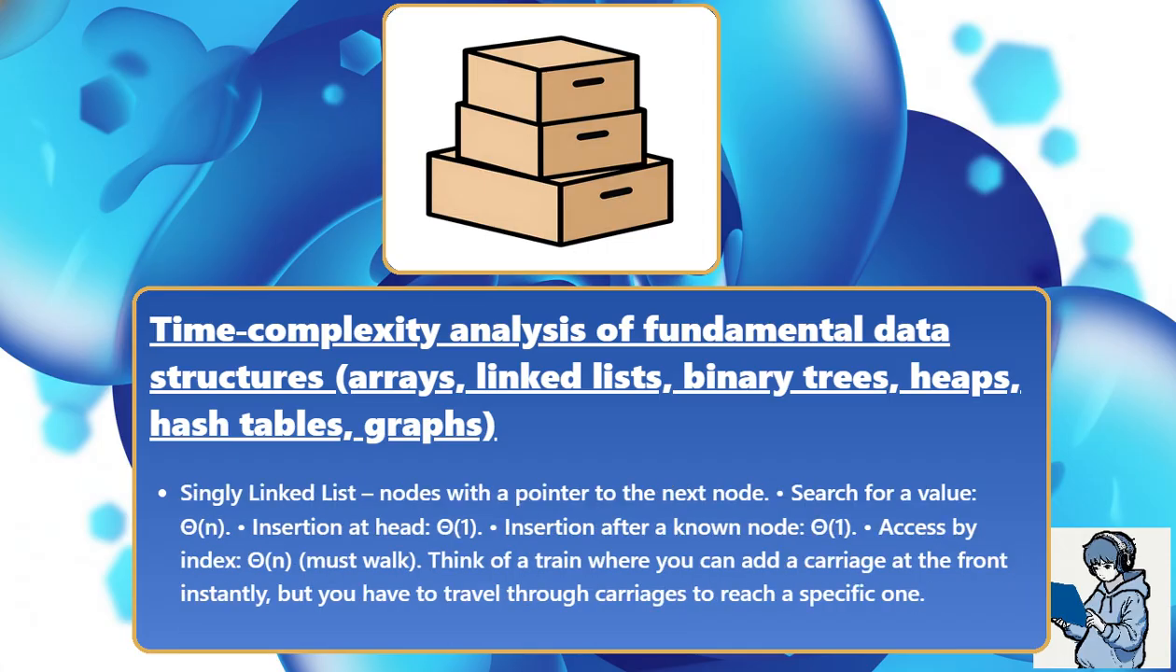Singly linked list: nodes with a pointer to the next node. Search for a value is Θ(n). Insertion at the head is Θ(1), and insertion after a known node is Θ(1). Access by index is Θ(n), since you must walk. Think of a train where you can add a carriage at the front instantly, but you have to travel through carriages to reach a specific one.